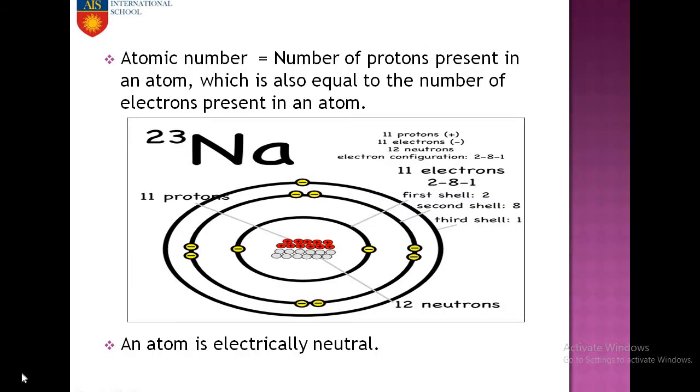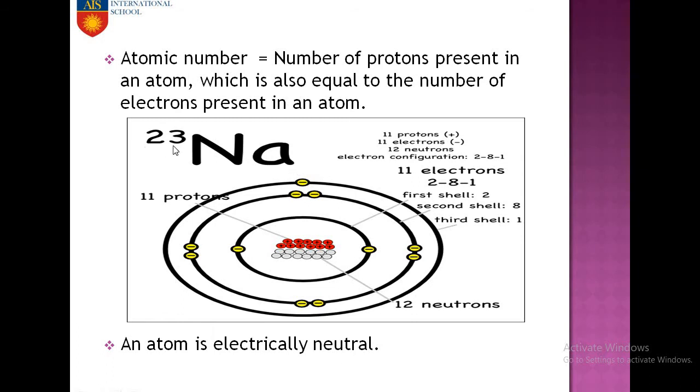What is atomic number? Atomic number is the number of protons present in an atom, which is also equal to the number of electrons present in an atom. In class 9, we read that in an isolated neutral gaseous atom, the number of protons is equal to the number of electrons. Protons are positively charged and electrons are negatively charged. So, an atom is electrically neutral.